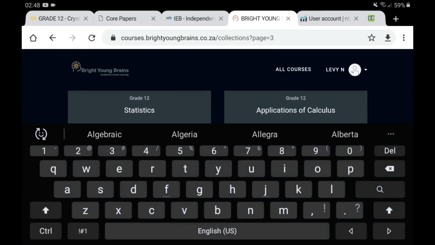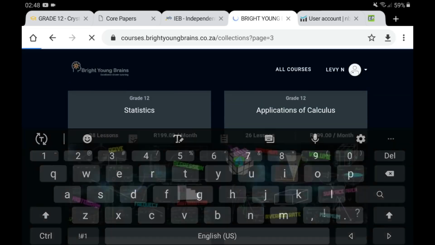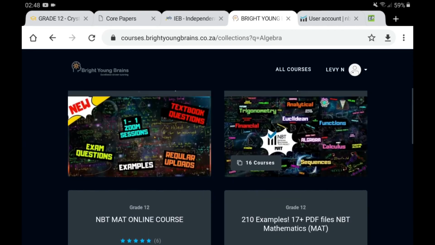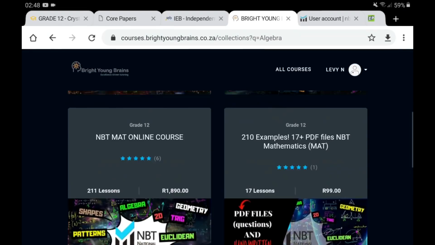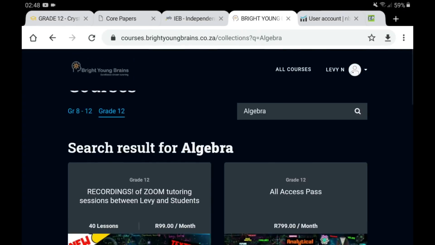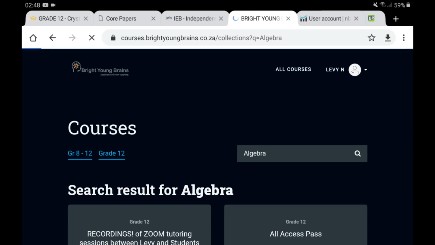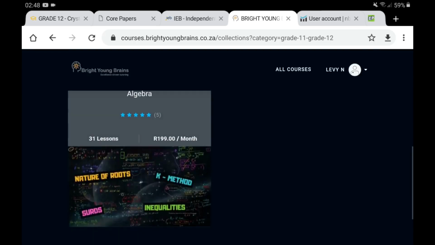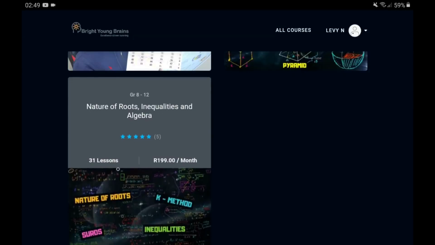Algebra. Oh no. I feel like I should pause and look for it, because I'm embarrassing myself. No, I'm just trying to find it and I can't. Like, I really can't. No, I think it's 8 and 12. You see, 8 to 12. If I click on 8 to 12 here, it's going to show me, boom, there it is.